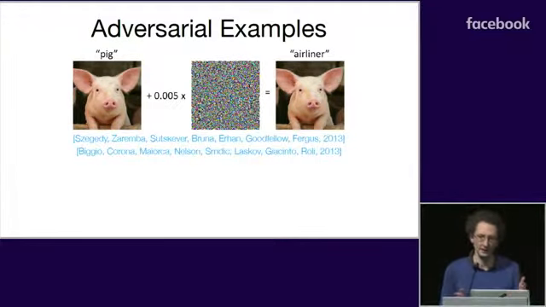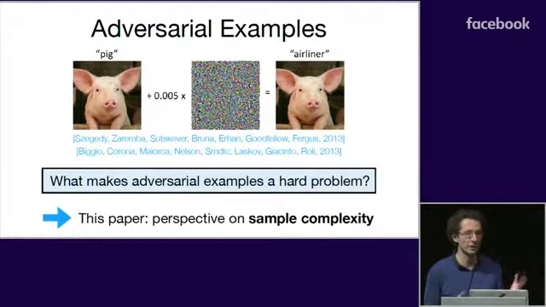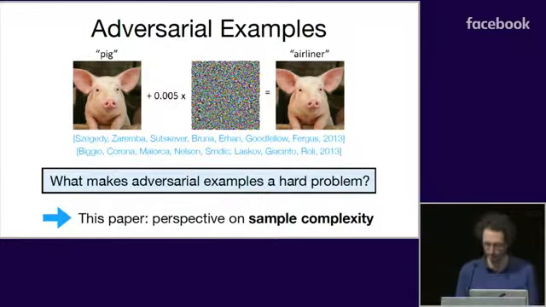On standard data sets like CIFAR10 and ImageNet, these networks, even when we use all the tricks we have, are still quite vulnerable to adversarial examples. So one natural question is why? Why do adversarial examples turn out to be such a hard problem? In this talk and in this paper, we want to give one perspective on this question based on sample complexity, basically from the theory side of generalization.